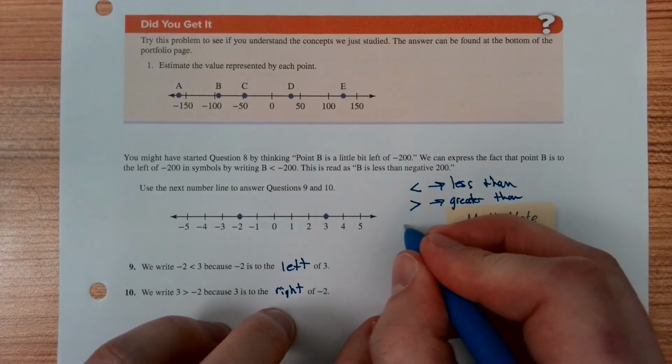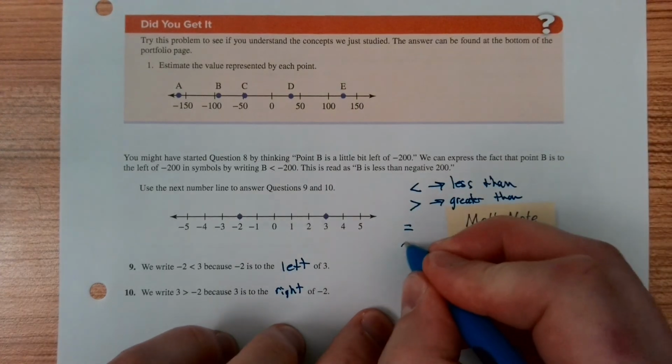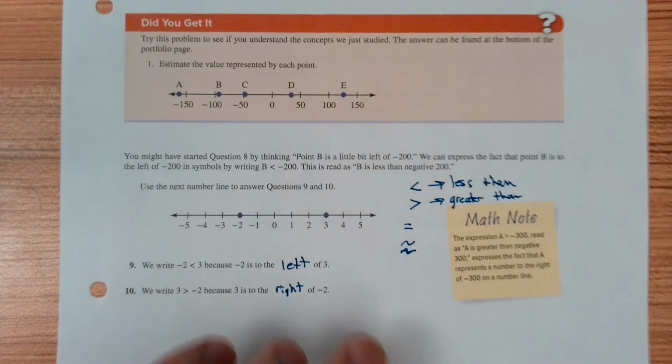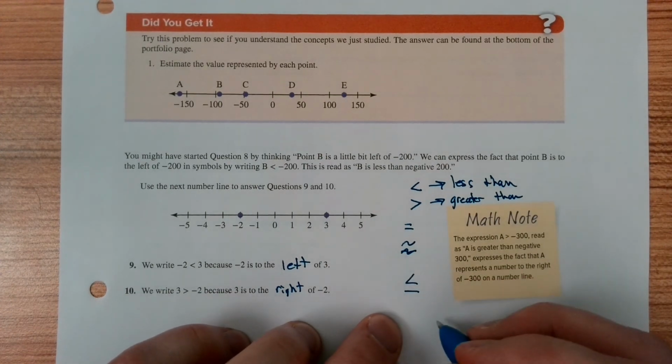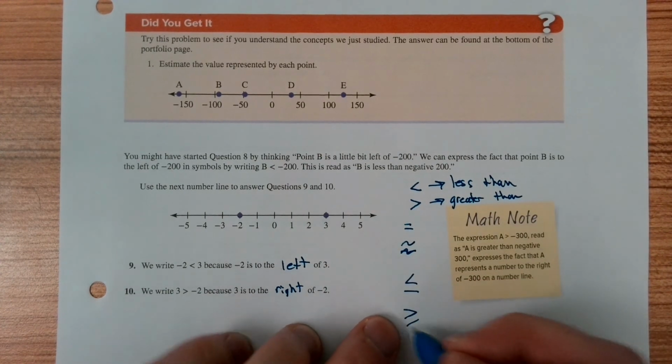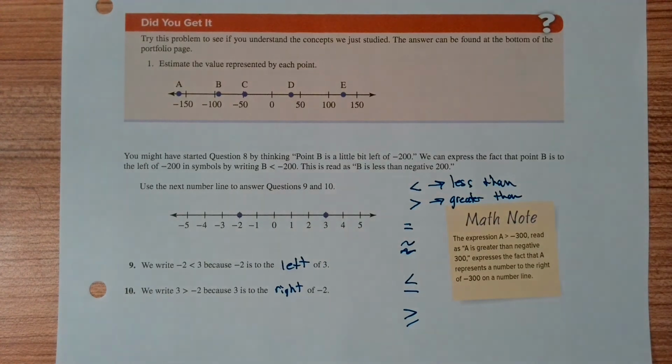And then, of course, the equal to sign, and the approximately sign, which means we've done an estimation. And then we have two more symbols: less than or equal to, and greater than or equal to. When we put the line under the inequality sign, that means the number could also be equal to.